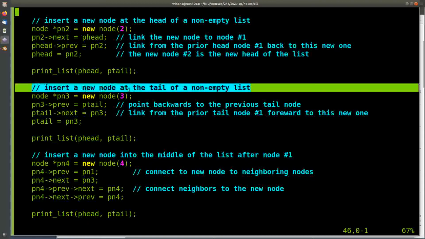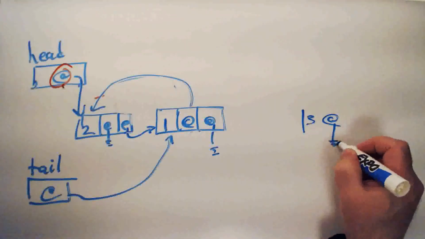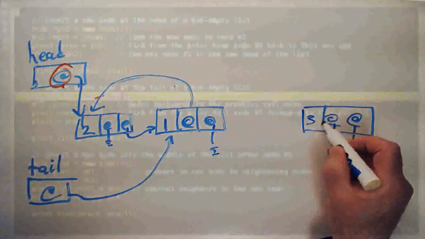Now we add a node to the tail of a non-empty list. Well, this is going to be exactly the same as the head, but we're going to reverse the nexts with the previouses, right? Because we're going to insert it at, in a way, the head of the tail of the list, okay? So we're going to create a new node, set its value to 3. The constructor set all the next and previous fields to null.